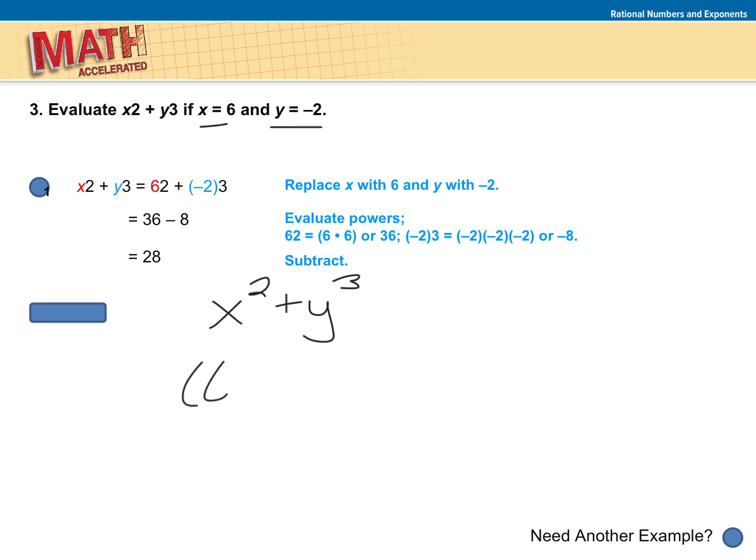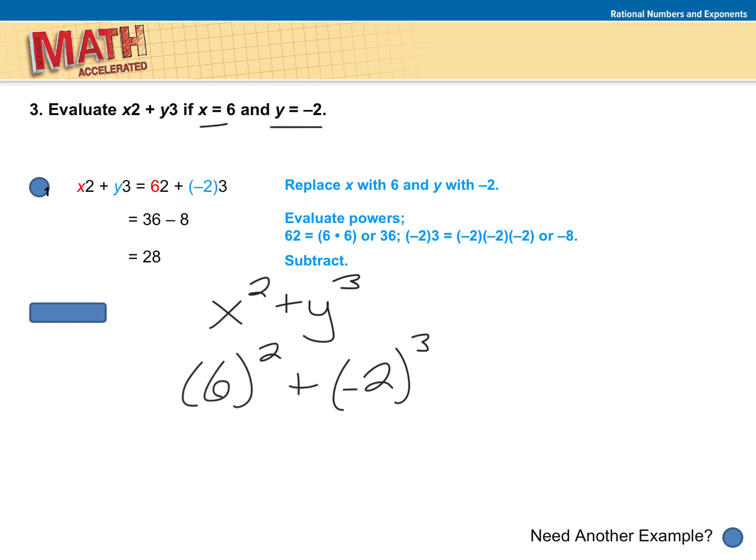6. Okay, I'm going to write these in parentheses. I will explain why in a second. Okay, so put that number in the parentheses or our base. Okay, then we have plus, what's my y? Negative 2. And then it said that was to the third power. Okay, 6 squared. It's positive, so we don't really have to worry about it.